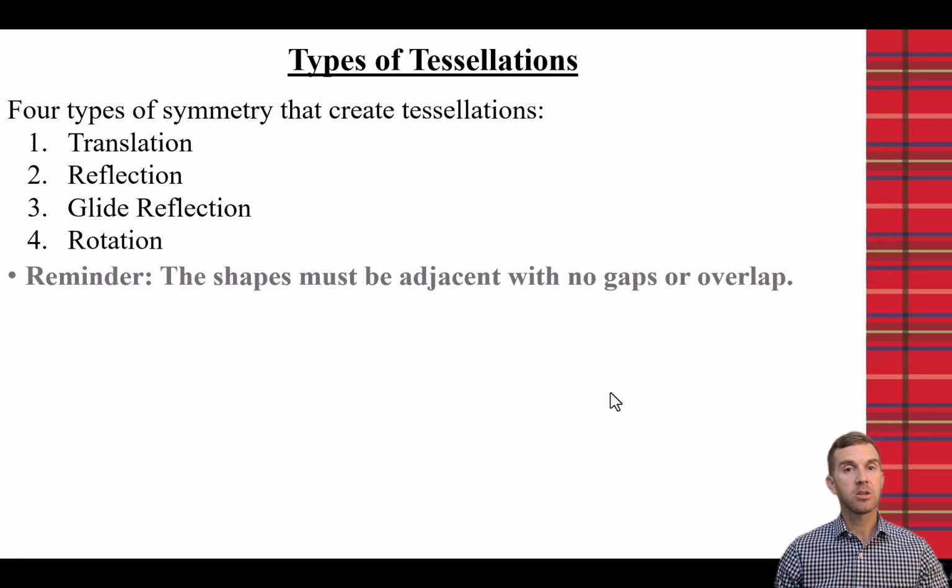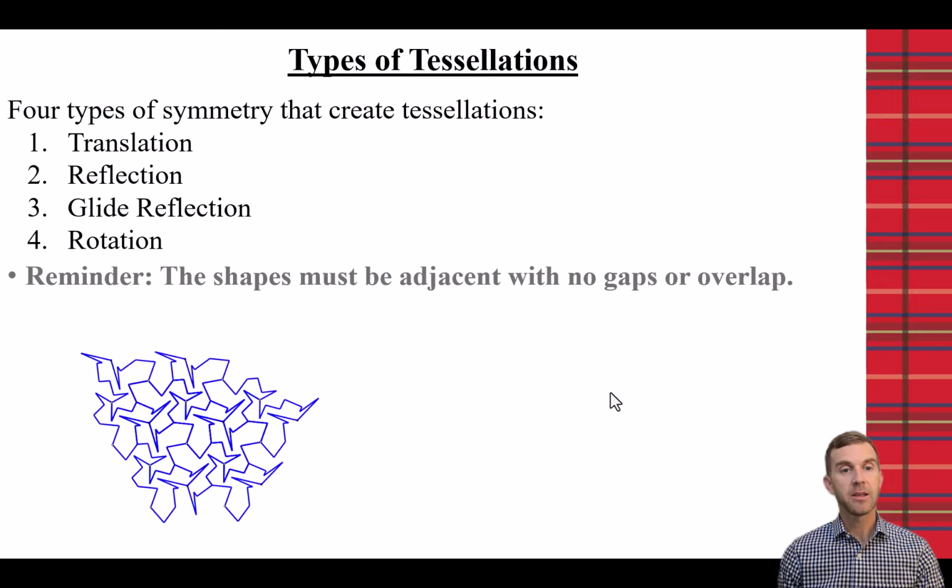Now, we talk about creating tessellations around four different types of symmetry: translation, reflection, glide reflection, and rotation. And often once we see that there's reflection symmetry, that will lead to the ability to create a glide reflection tessellation. When we do this, just remember that it's always important that there can't be gaps or overlaps when they're adjacent to one another. So here is an object that has been tessellated.